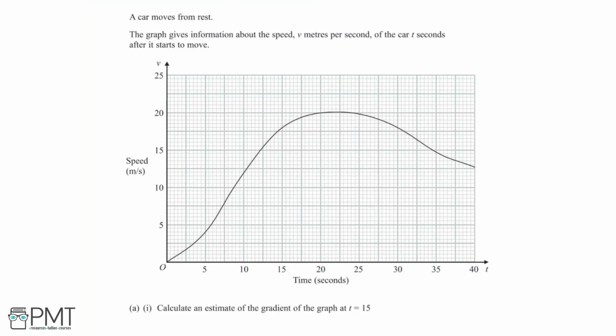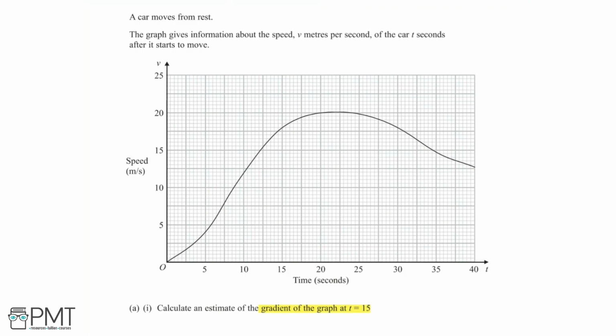In this question, we're told that a car moves from rest, and the graph gives information about the speed, v meters per second, of the car t seconds after it starts to move. And in part A, we need to calculate an estimate of the gradient of the graph at t equals 15.